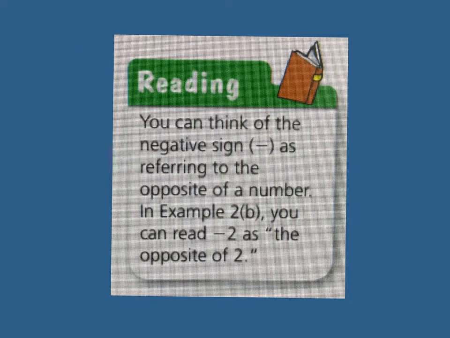I want you to copy this down real quick because it says you can think of the negative sign as referring to the opposite of a number. And so in example 2b, what we just completed, it says you can read negative 2 as the opposite of 2. So if you think about it that way, it's just the opposite of positive 2. If I have $2 and I have the opposite of $2, then I have negative $2. So that's all it's really meaning. Please jot that down.